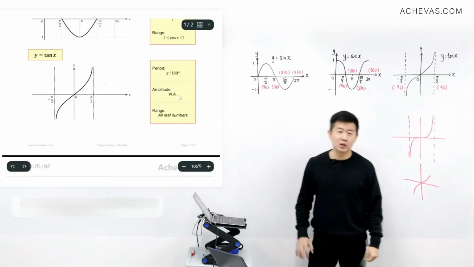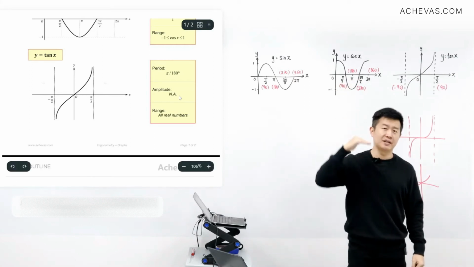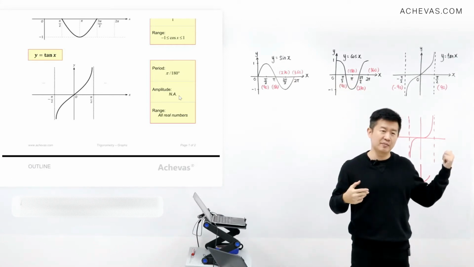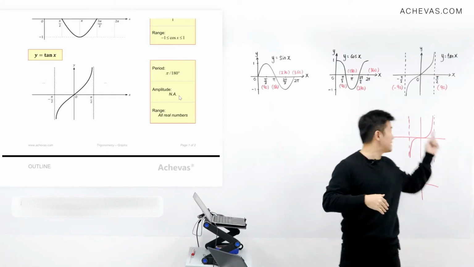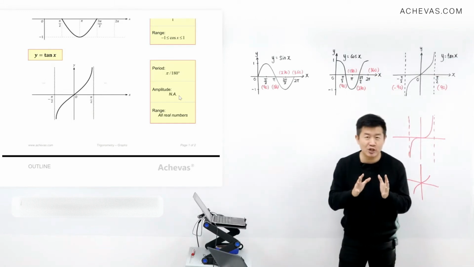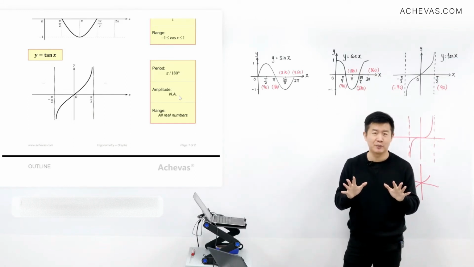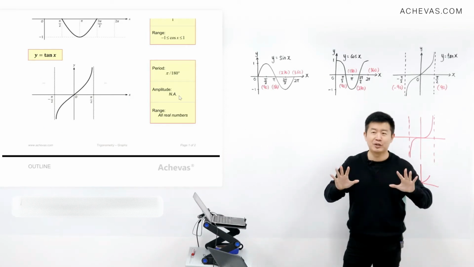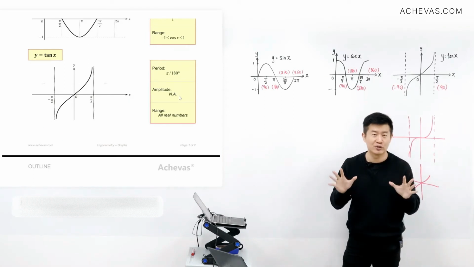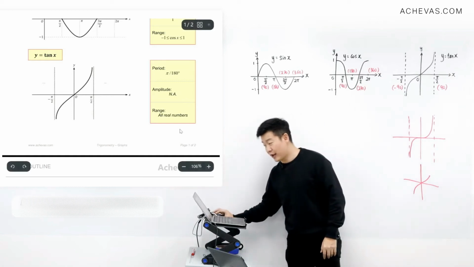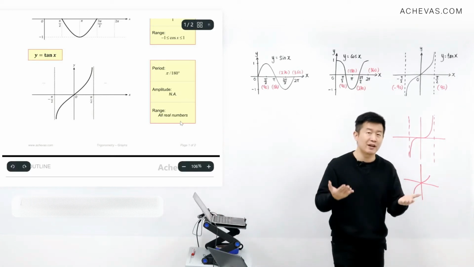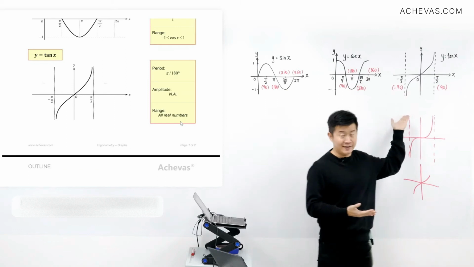What about the amplitude? The amplitude is taking the maximum minus the minimum divided by 2. And what is the maximum? It is infinity. What is the minimum? It is minus infinity. So for a tangent graph, we don't really talk about the amplitude, because we can just see that the amplitude is undefined since it's going to be so huge anyway. But we can talk about the range, because for the range, it is the full set of values of y that we can see from the graph.